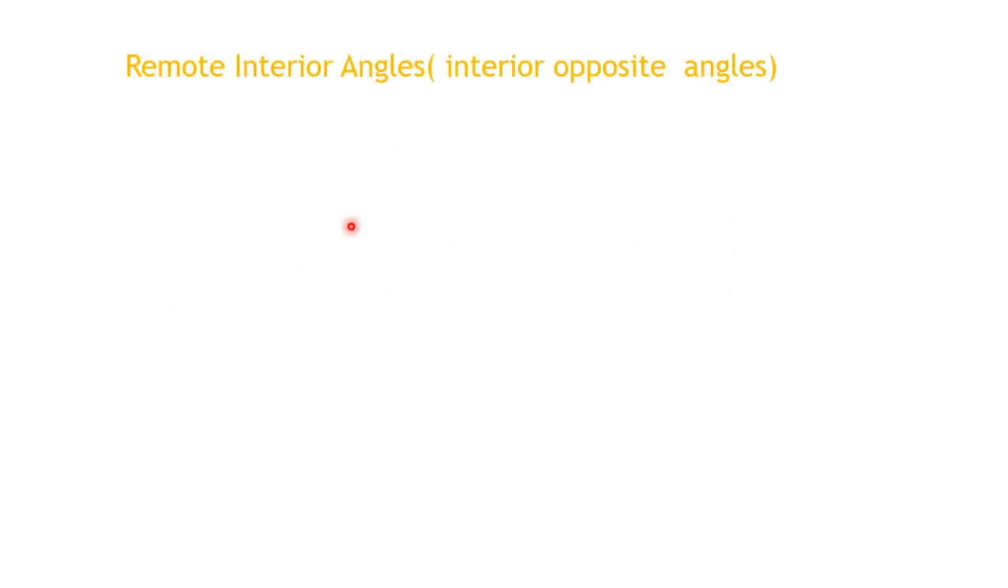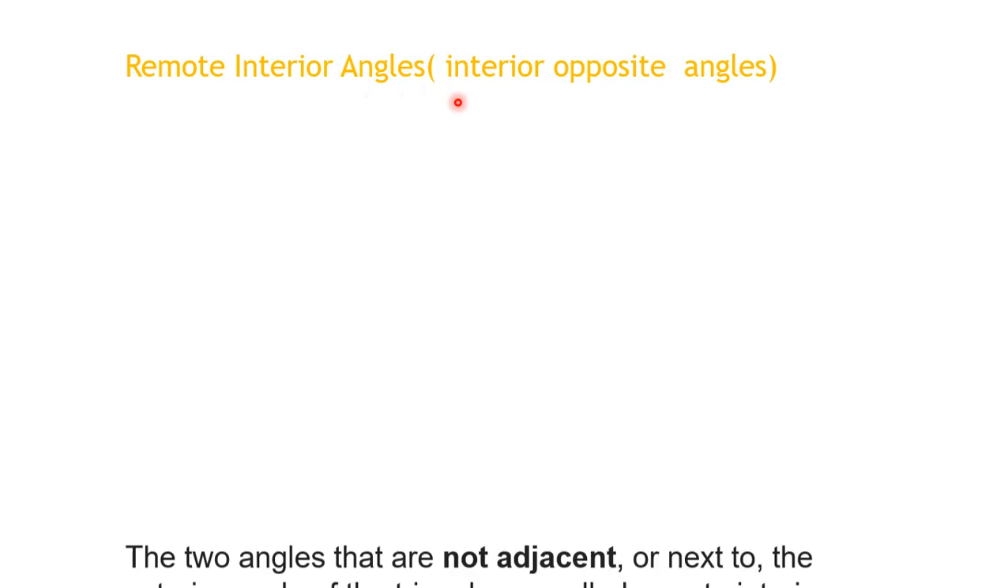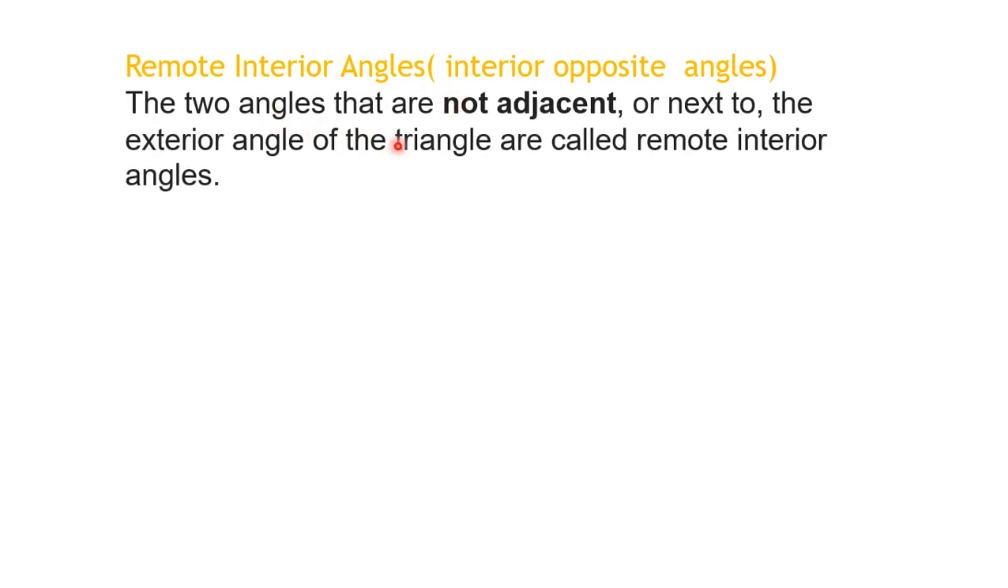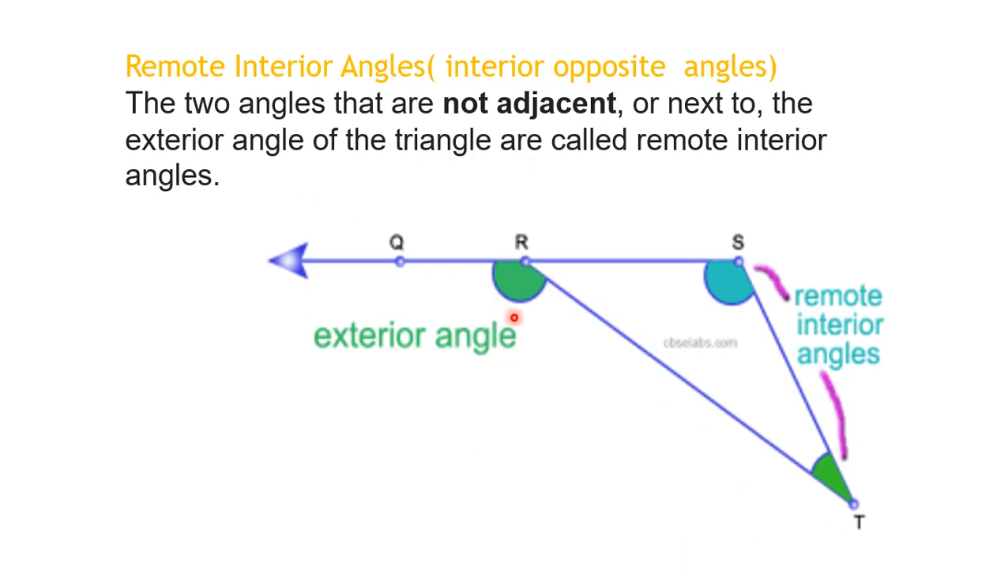Now, next point is remote interior angles, or we can say interior opposite angles. So, the two angles that are not adjacent or not next to the exterior angle of the triangle are called the remote interior angles or interior opposite angles. Okay, so here is the figure.